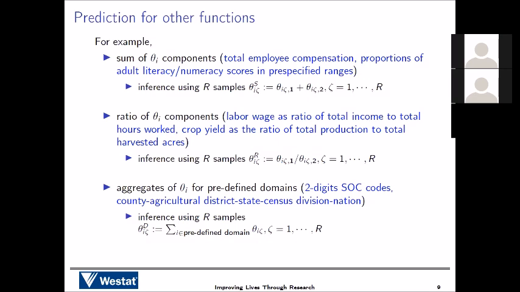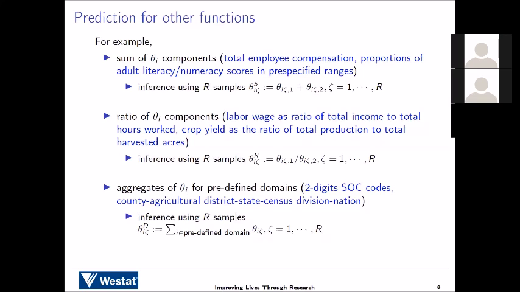Another benefit of hierarchical models is prediction for other functions. Building on the setup I just showed you, one can construct predictions not just for theta i, but also for some functions of theta i. For example, I was modeling wages and benefits in that example. Say someone is interested in the employee compensation, which is the sum of wages and benefits. We can just sum the two components of theta i. Again, we have a large number of iterates that we kept after fitting the model, so we can construct inference for that.